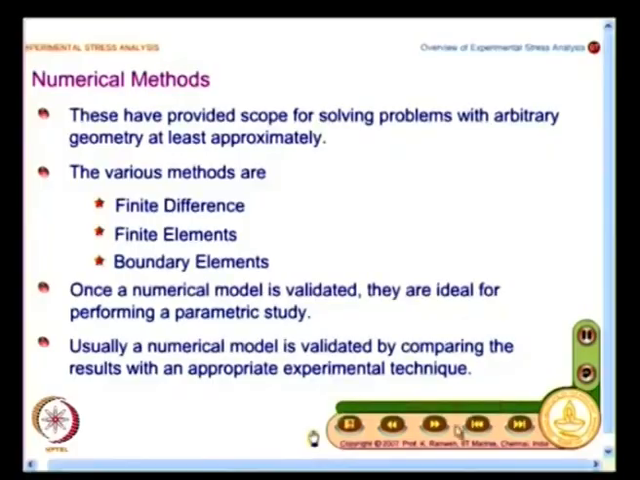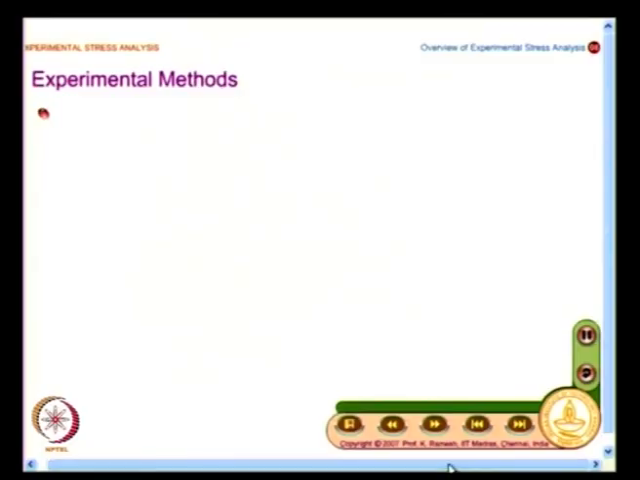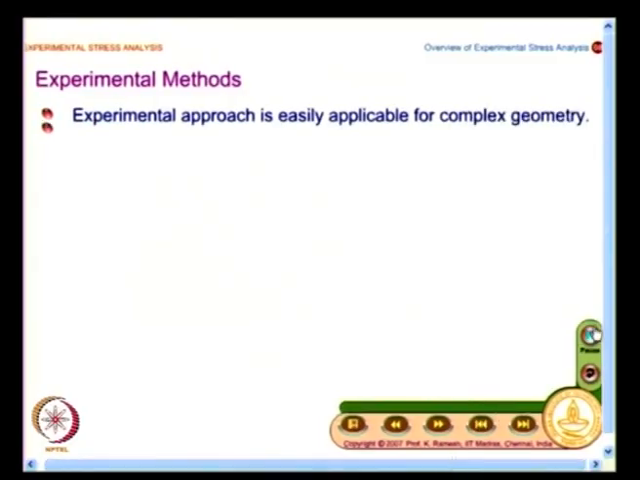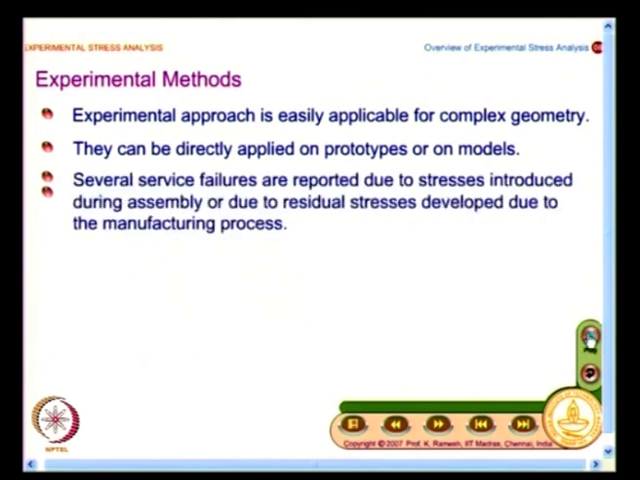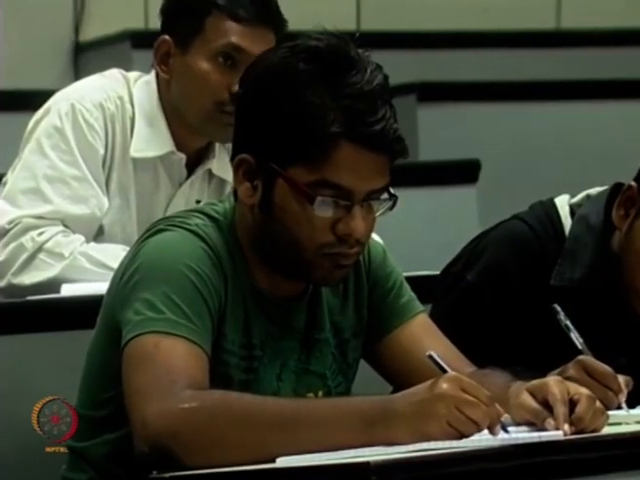And once you come to experiments, what do you see? Very similar to numerical methods, experimental method is applicable for complex geometry, absolutely no problem. And once you come to experiment, you will also have to look at two different things. Am I working on a model or am I working on a prototype? So, you can do the experimental approach on prototypes or on models. And another area where experimental methods are the ideal choice is where you have assembly stresses or residual stresses.